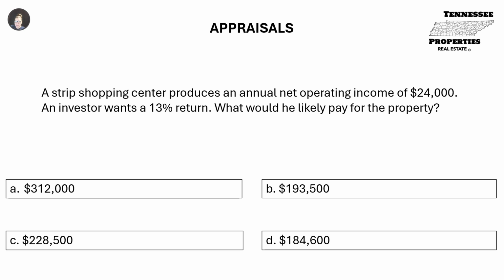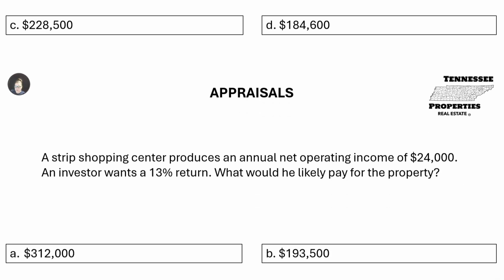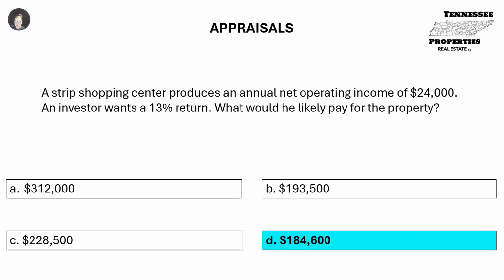A strip shopping center produces an annual net operating income of $24,000. An investor wants a 13% return. What would he likely pay for the property? A. $312,000. B. $193,500. C. $228,500. Or D. $184,600. D. $184,600.